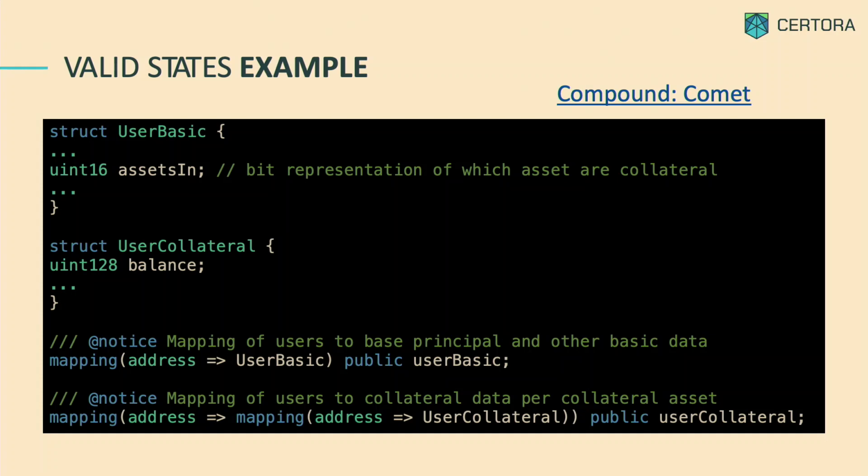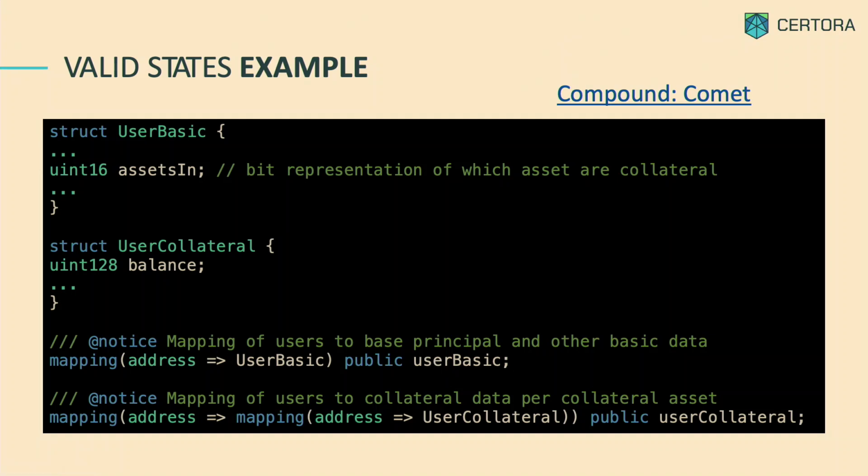It has, for each user... So Compound, I believe everyone knows, it's a lending protocol. Someone can be a liquidity provider and provide collateral and then can borrow. So for every user, for every token, there is the amount of collateral he gave to the system. In addition, for efficiency, there is a flag, a bit representation of which assets are collateral for a specific user.